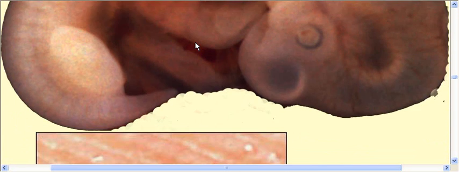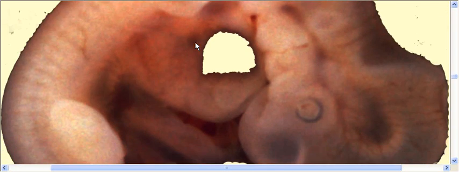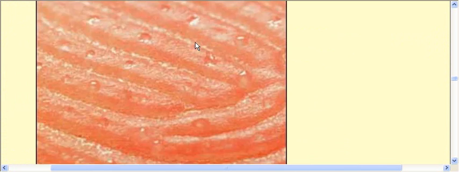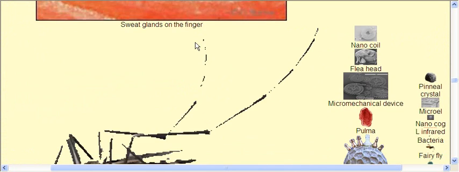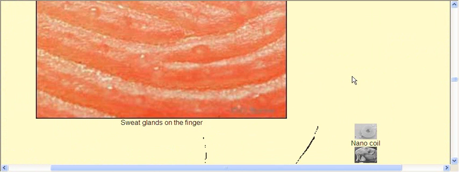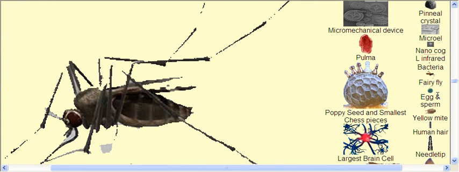So anyways, if this is a centimeter all the way across, that's a 5-week-old human fetus right there. About a centimeter across. There's somebody's thumbprint next to the fetus. These are the nanocoils, all the things we saw in the page above. Here's a fairy fly compared to a human fetus. And such. Egg and sperm.